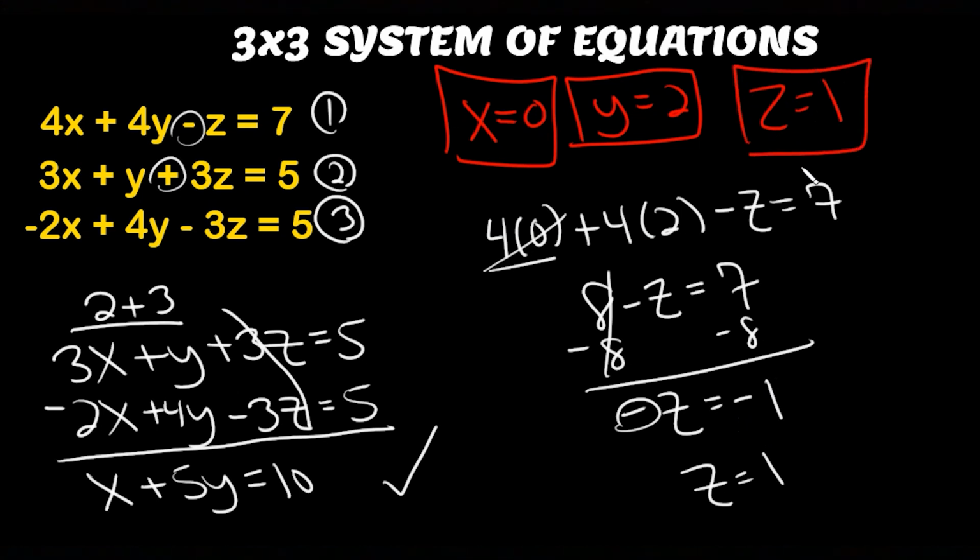Now, you could actually write it as a point in 3-dimensional space, and that's going to be x, comma y, comma z. So as a point, you could write it as, in parentheses, 0, comma 2, comma 1. And that would be fine too. Okay, so there's your solution right there. All right, so that is how you solve a 3x3 system of equations. Again, it's not too bad. If you know how to solve a 2x2 system of equations, you can definitely solve a 3x3.